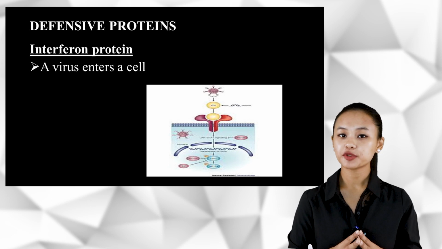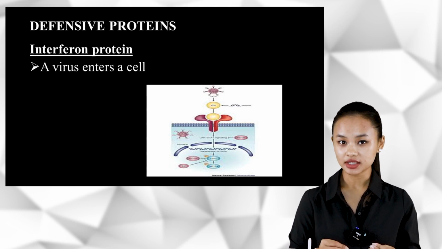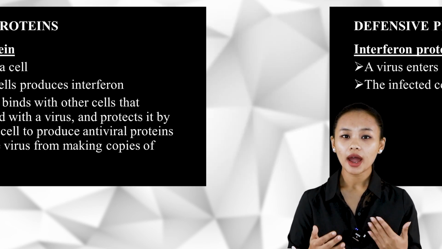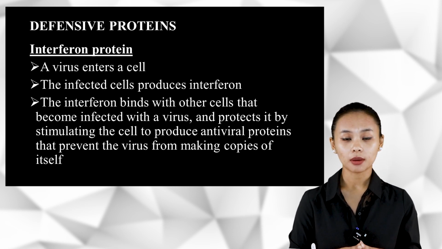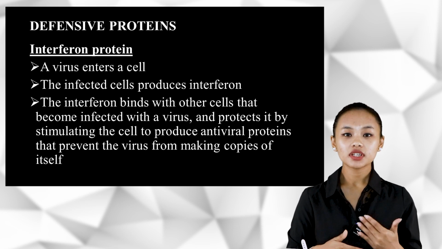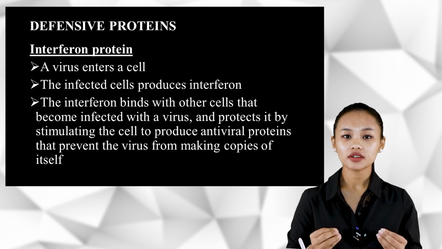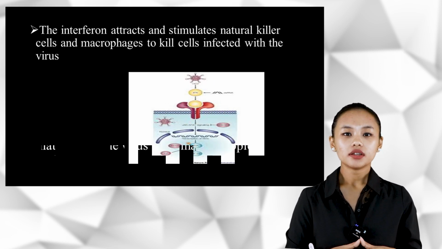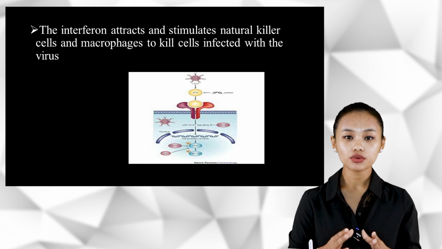Moving on to the defensive protein. This consists of interferon protein. So what happens here is when a virus enters the cell, the infected cell will produce interferon. This interferon will bind with the other cells which have become infected with the virus and will stimulate these cells to produce antiviral proteins that will prevent the virus from further making copies of itself. Once this is done, the interferon will attract and stimulate the natural killer cells to destroy them.